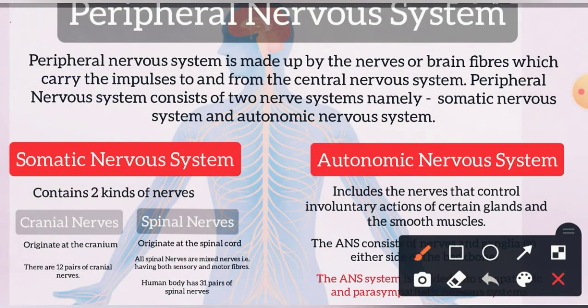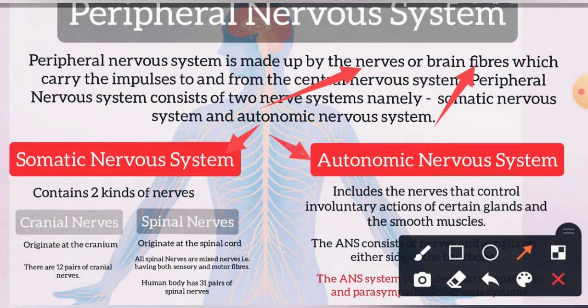The peripheral nervous system, as I have told you before, is made up of the nerves or nerve fibers which carry impulses to the brain or the central nervous system, and also from the central nervous system. The peripheral nervous system consists of two kinds of nerves: the somatic nervous system and the autonomic nervous system. What are these somatic nerves? The somatic nerves are those nerves which connect the different parts of the body to the central nervous system, to the brain or spinal cord.